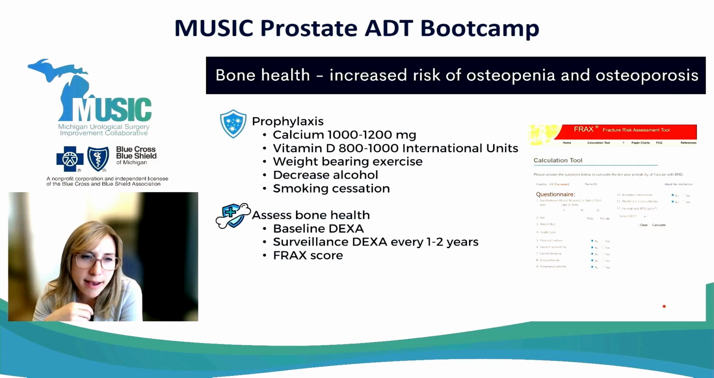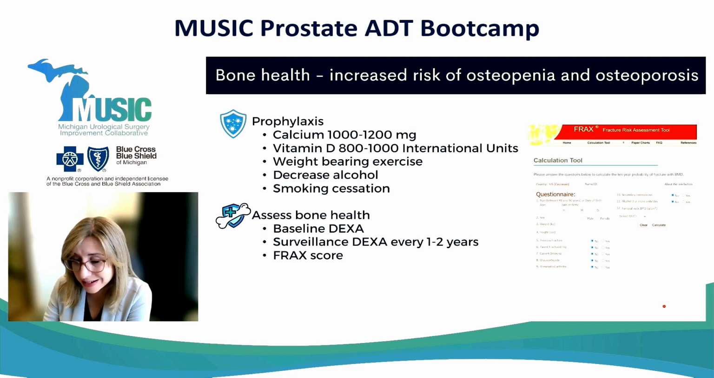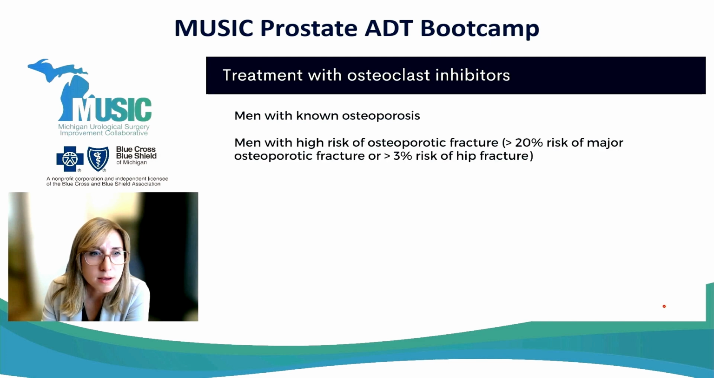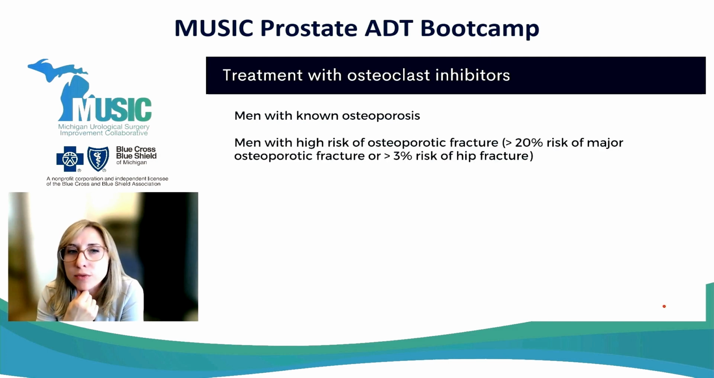If men have a risk of hip fracture of at least 3%, we generally recommend treatment with an osteoclast inhibitor, or if they have a major osteoporotic fracture risk of greater than 20%. And so that FRAX score will tell you exactly what those numbers are based on all the risk factors that you plug in.